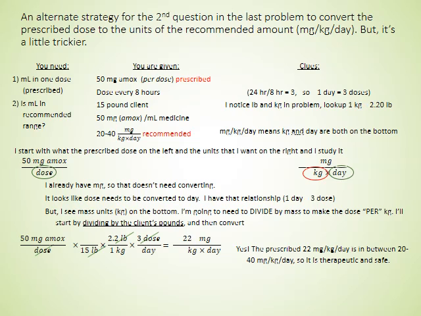I also need to convert from time units of dose to time units of day, and I know that there are 3 doses in a day. Again, since I start with dose on the bottom of the starting factor, I'm going to want a conversion factor with dose units on the top so that they can cancel. And then I'll put day on the bottom, and I'll fill in that it's 3 doses per day. And when I complete the calculation, I get a prescribed dosing of 22 milligrams per kilogram per day for this 15-pound client, which is in between that 20 and 40 milligrams per kilogram per day, so it is therapeutic and safe.